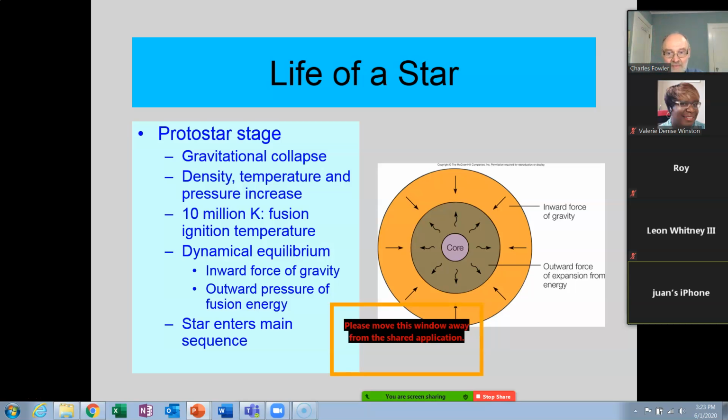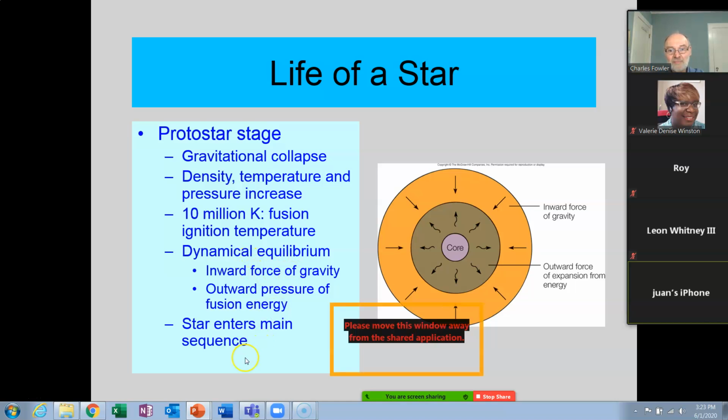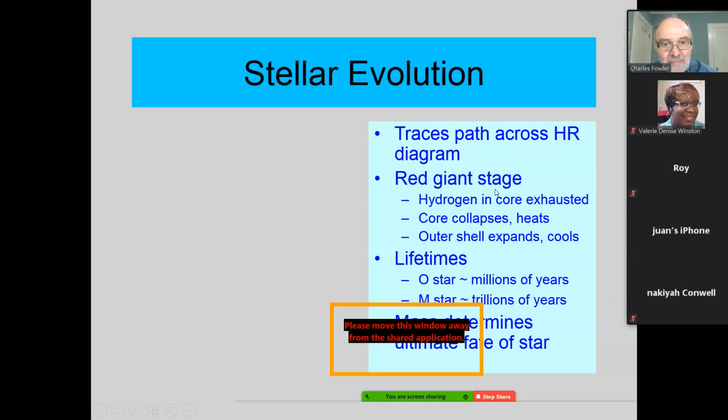So here we are. The gravitational collapse has everything coming in. When that fusion happens, everything starts exploding out. It reaches this dynamical equilibrium. But before that, boy, it's a mess. I mean, explosions, collapsing, explosion, collapsing. Not a very stable situation. But when it gets stable, reaches that equilibrium, then now it becomes a main sequence star. So it balances out and becomes a main sequence star.